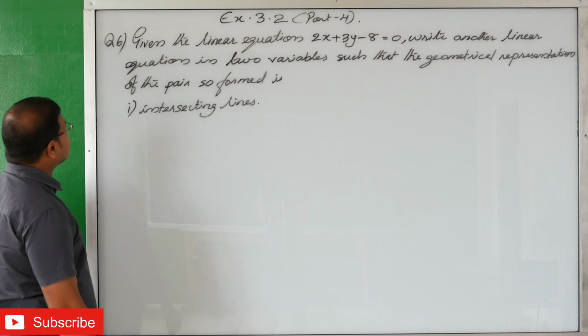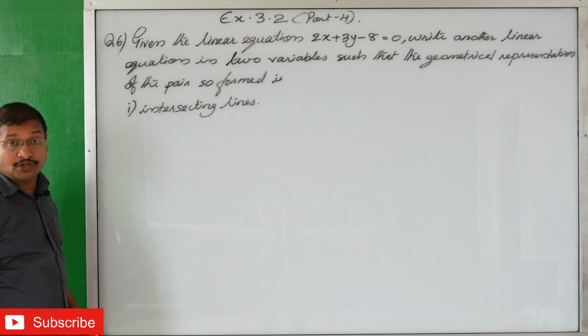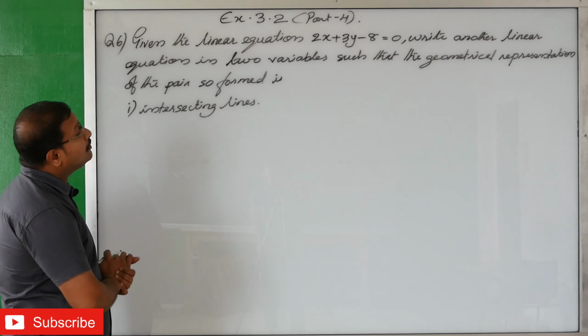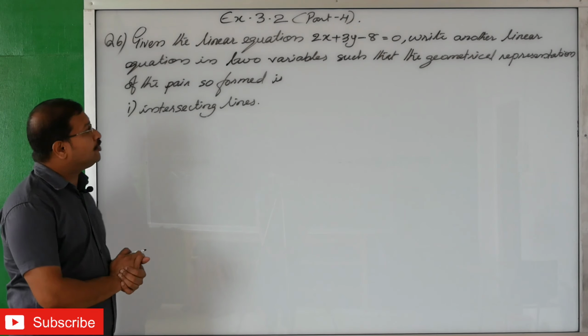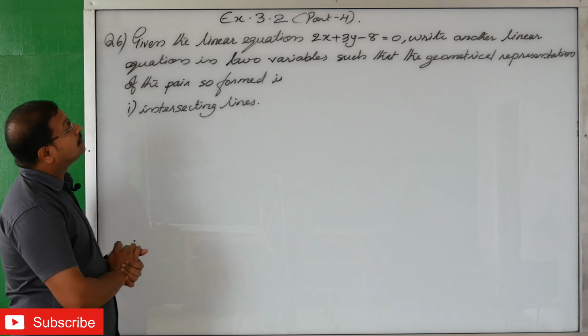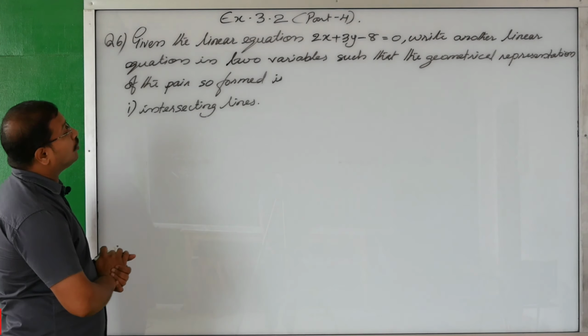Let's see question number 6. I'll read the question once. Given the linear equation 2x plus 3y minus 8 equals 0, write another linear equation in two variables such that the geometrical representation of the pair so formed is, first one, intersecting lines. So what you will do? First, what is given we will write. Given linear equation 2x plus 3y minus 8 equal to 0.